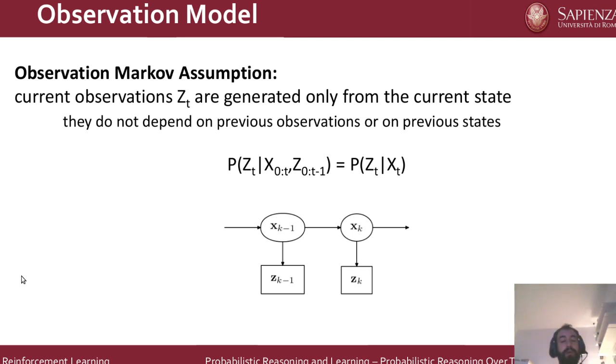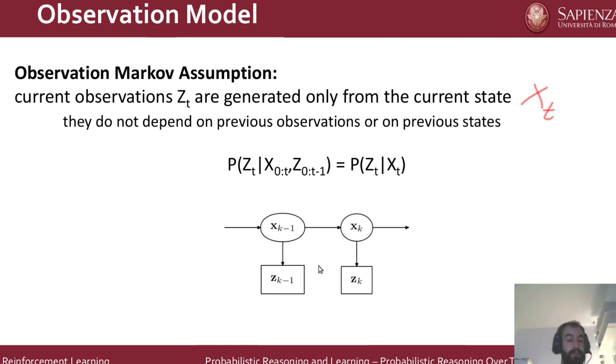But also for the observation, typically the Markov assumption holds. So we generally say that the current observation z at time step t is only generated from the current state xt. So these observations do not depend on the previous observations or on previous states. This results in a diagram like this, where you don't have any connection between the observations, and you only have the connections between the states and from the state to the observation at the same time step.